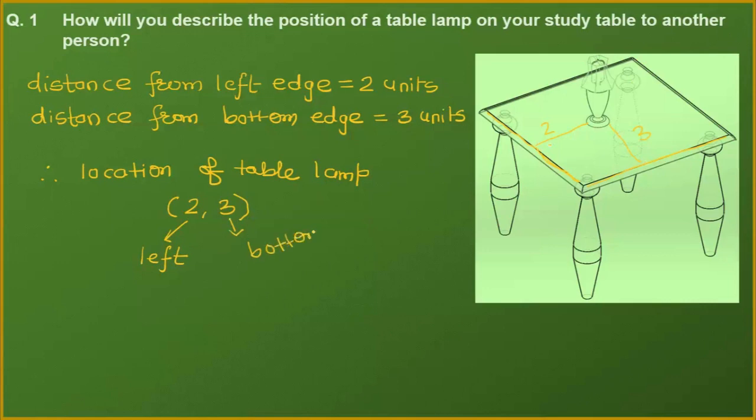So remember one thing, whenever we are taking the distances, two types of distances we can take with respect to the vertical and the horizontal line. Those distances will be horizontal and vertical distances.